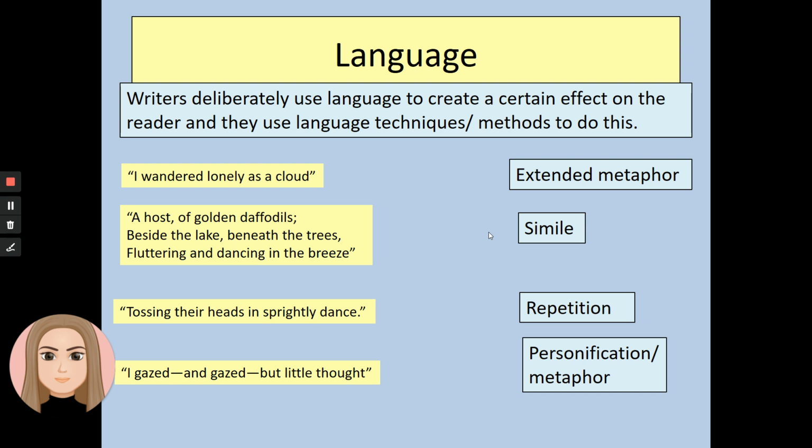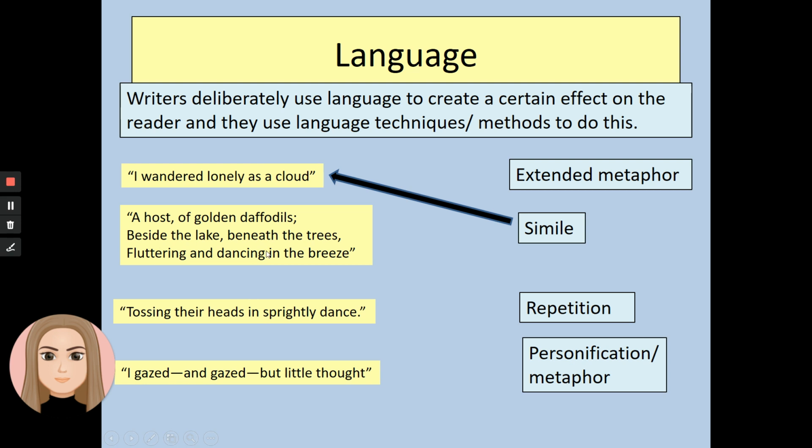Okay, if I'm talking and you've not finished, just make sure you've paused the video. I'm going to match them up for you now so you can see which language techniques match to which quotation. Okay, so I wandered lonely as a cloud is a simile because of the word as. Remember, in similes, you write as or like to compare it to something, okay?